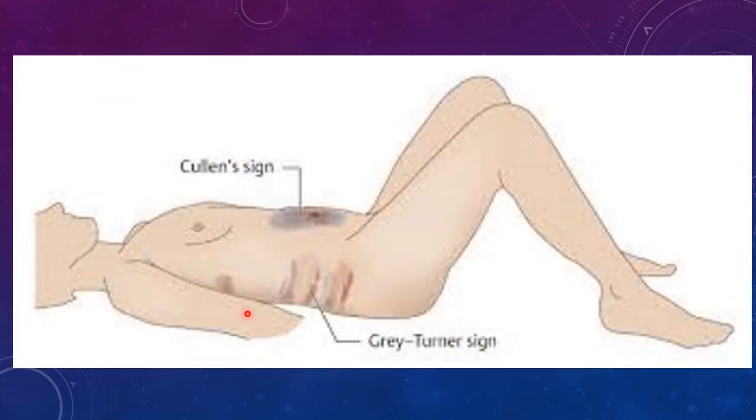And these are the positions for the Cullen's and Grey Turner sign. These are due to ecchymosis or blood-stained areas of bruising around the umbilicus, which is known as Cullen sign. And if it occurs over the back, over the lumbar region, then it is known as Grey Turner sign. This is due to cases where there is hemorrhagic pancreatitis, and this blood seeps into the abdominal wall, causing ecchymosis, the front and lateral sides.